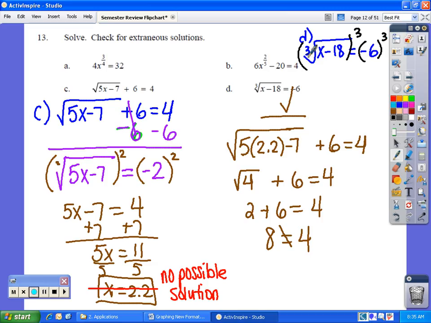So third power gets rid of third root, and the whole radical goes away, and we're left with x minus 18. Negative 6 to the third power is negative 216. So this becomes a simple one-step equation. And we're left with an answer of negative 198. Now, as we have in all of the other problems, we have to check it to make sure that it's correct.